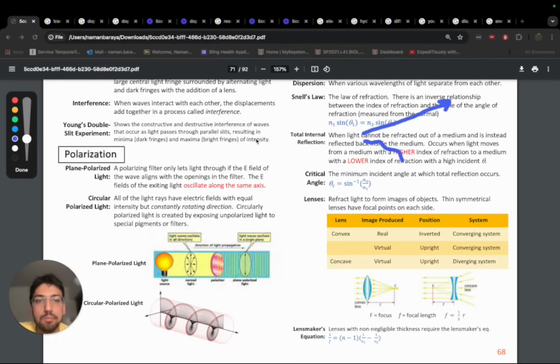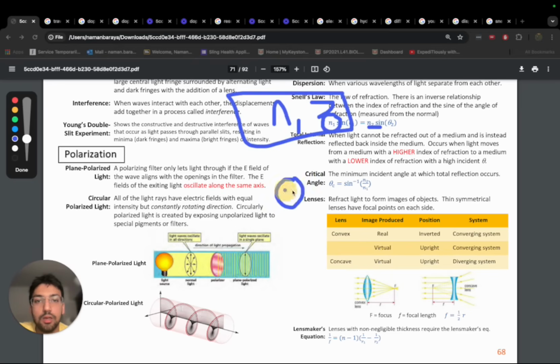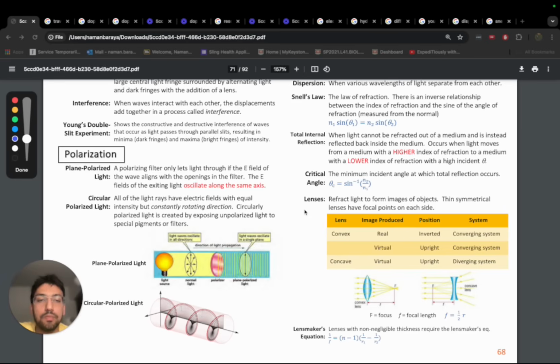And it only happens when you have a medium of higher index of refraction to a medium of lower index of refraction. So if n1 is really high and n2 is really low, so n1 is high, right? And theta 1 is high. In that case, you can just get complete reflection. And you might not even get any refraction at all. You might not even get the light to go through. So that's what total internal reflection is.